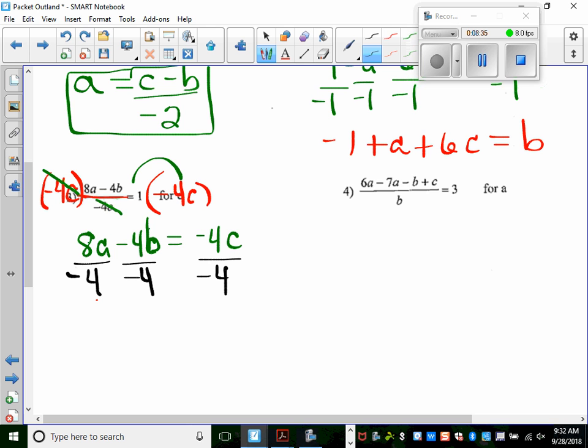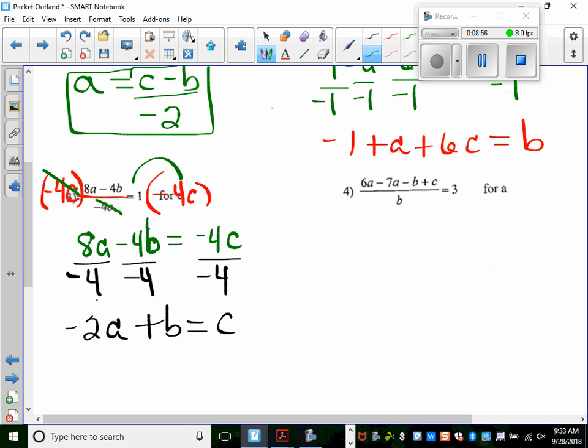Right? And again, you can divide unlike terms. You just can't add or subtract. So that's going to give me what for the first term? Negative 2a. What's the second term? Plus b equals what? There you go.